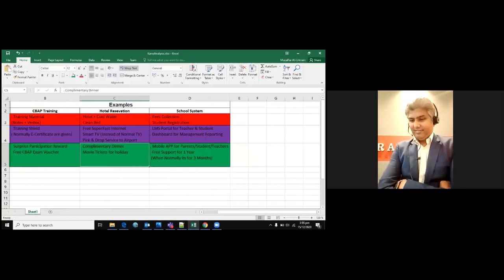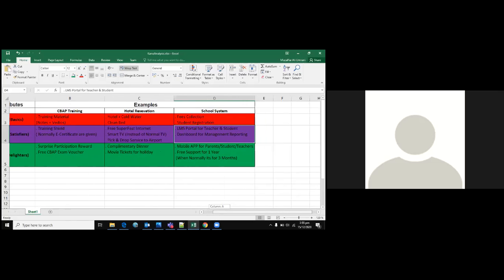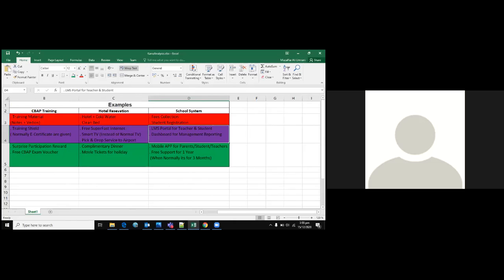And the third, since we are from the IT side, I think there should be a software example as well. In a school system, the basic attributes can be fees collection and student registrations, while the performance attributes can be the LMS portal, learning management system for teachers and students, and a dashboard for management reporting. The excitement ones can be mobile apps for parents, students, and teachers, and free support for 1 year, when normally it's for 3 months.